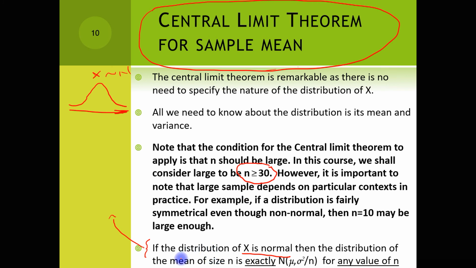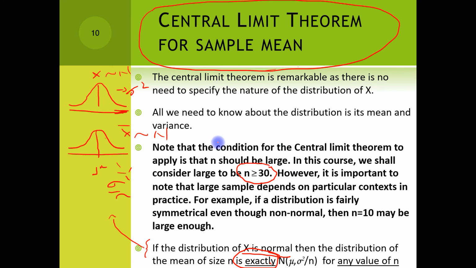Then the distribution of the mean of size n, the distribution of x bar, will also be normal, exactly normal, with mean mu, the same mean as above. But the variance is going to be, here the variance was sigma squared, let's suppose, but the variance here is going to be sigma squared over n because of what we just explained.